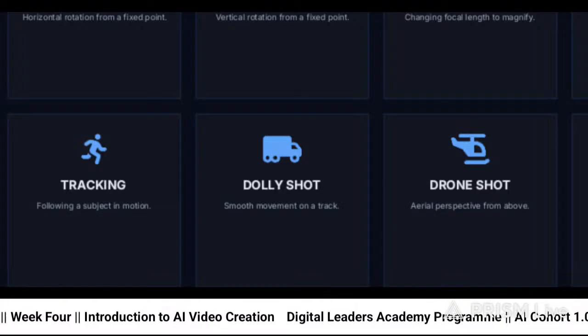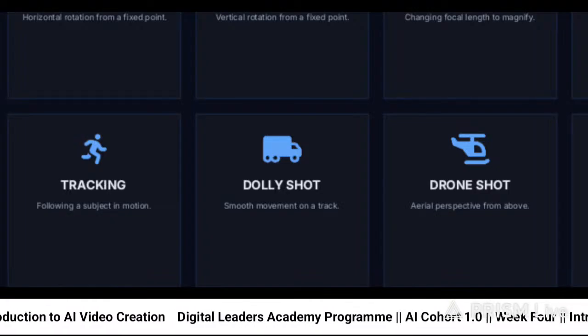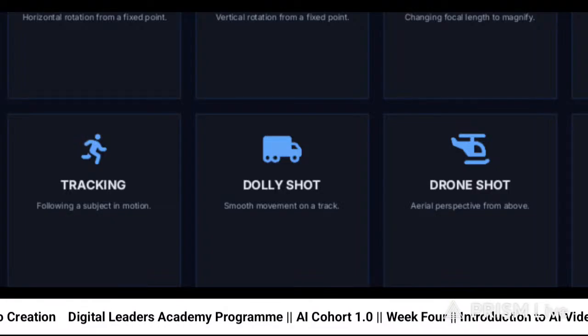Now, a smooth movement on a track. You are on a track, you are making a smooth movement. You are moving your camera smoothly.